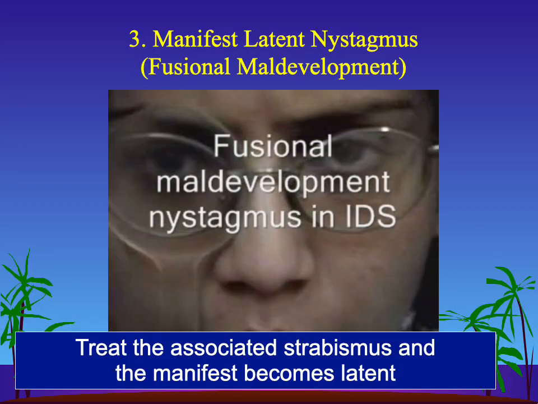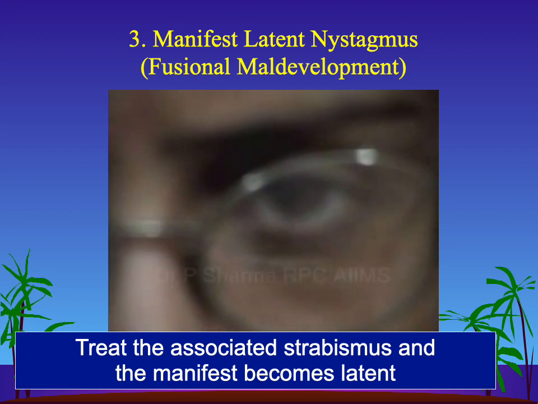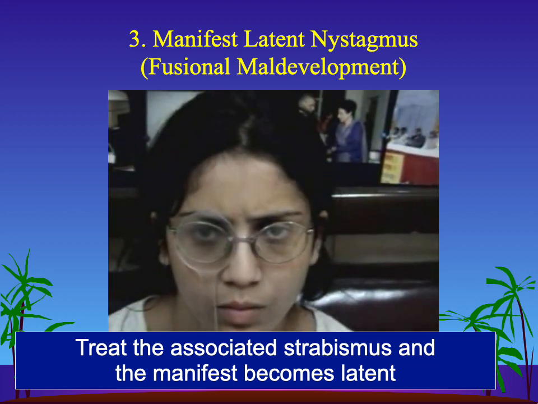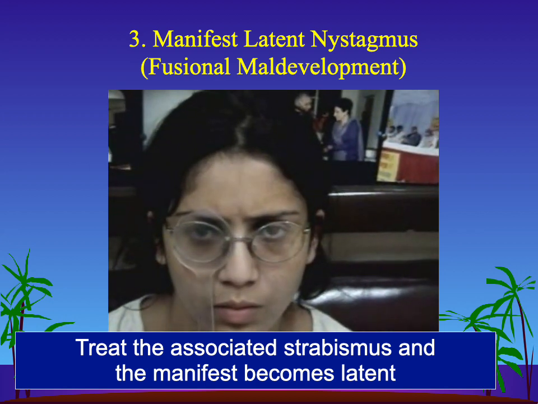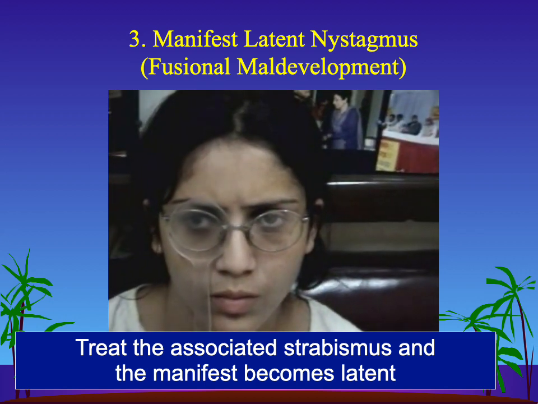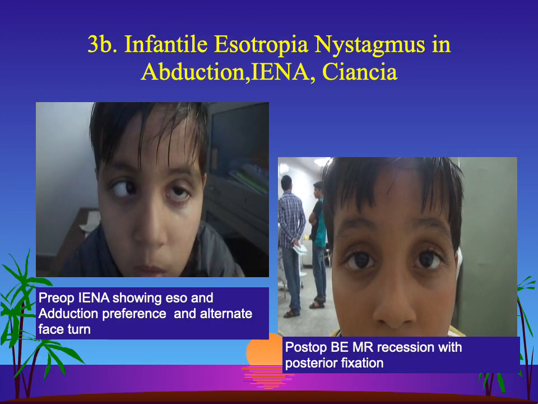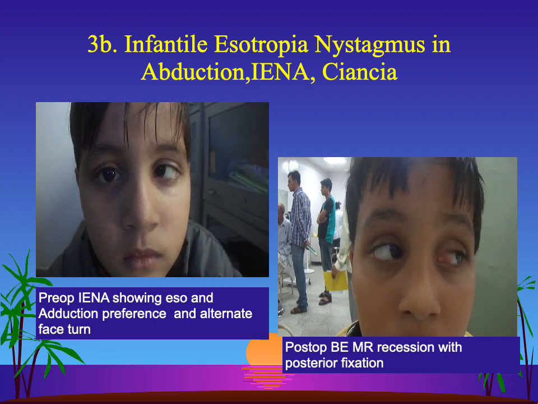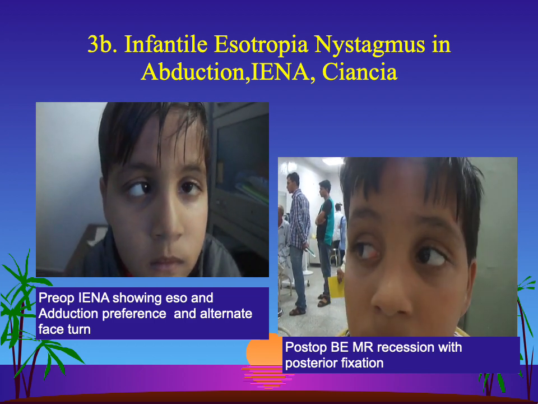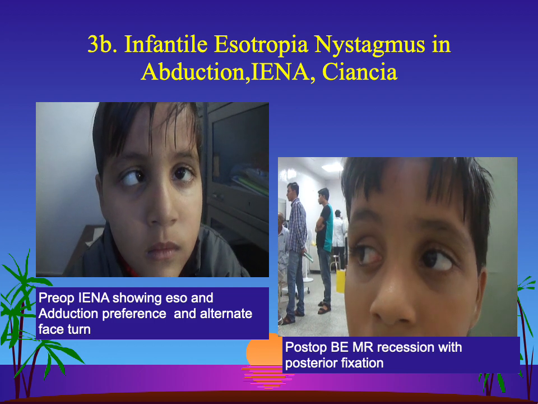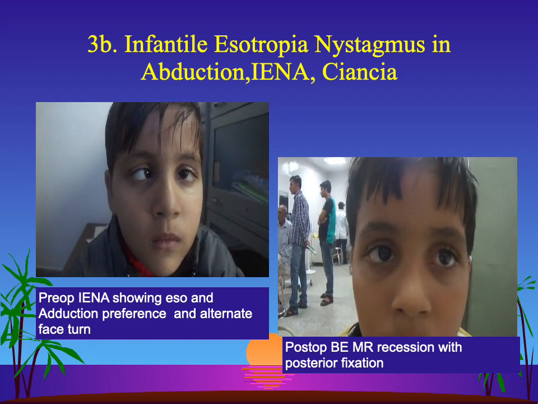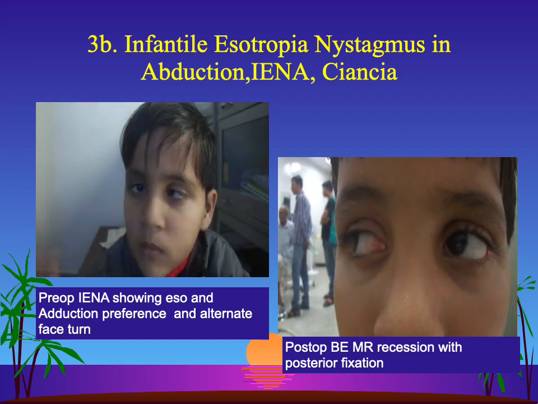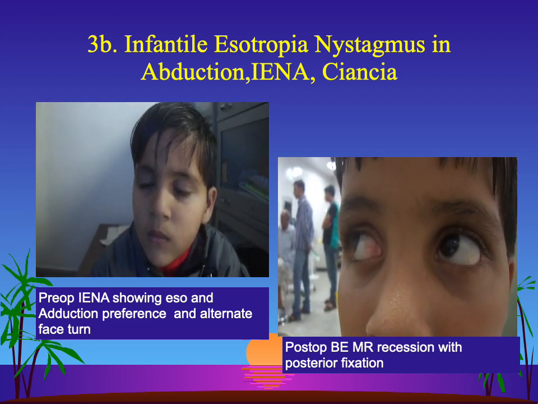The fusional maldevelopment nystagmus is usually associated with strabismus, whether it's an infantile esotropia or intermittent divergent squint. And once the intermittent divergent squint breaks, the latent component also becomes manifest, as in this case. Infantile esotropia or the nystagmus blockage syndrome, or Ciancia syndrome, has a situation in which there is an adduction null and the child keeps a face turn, and at the time of surgery, if we do a posterior fixation along with the MR recession, we can get correction for both the head turn as well as the esotropia.